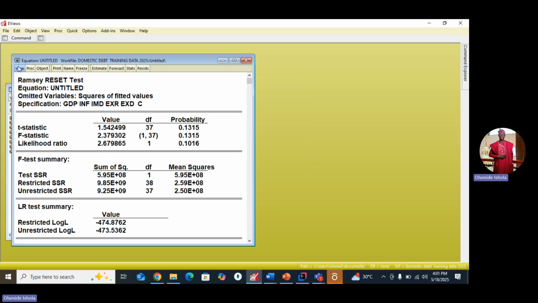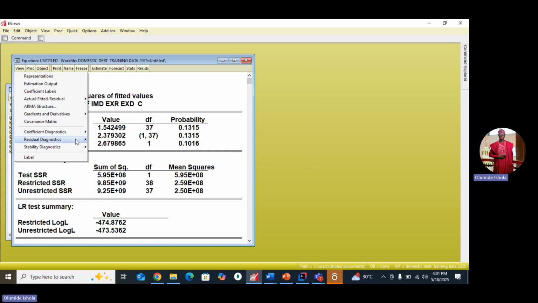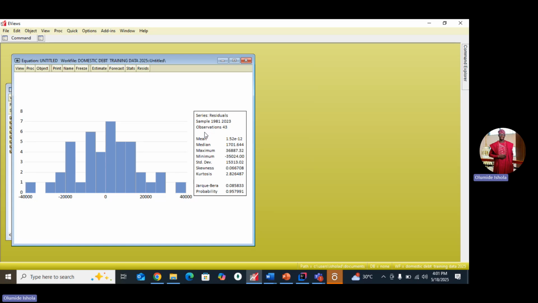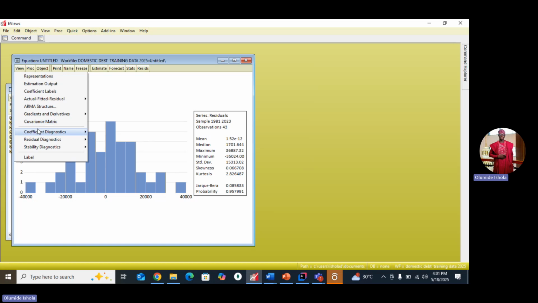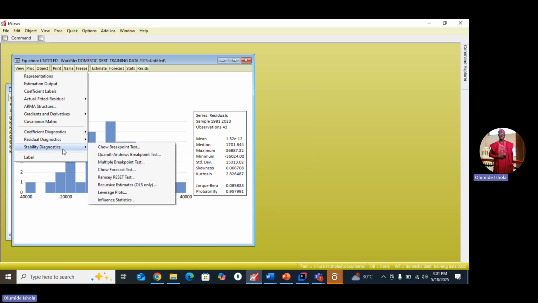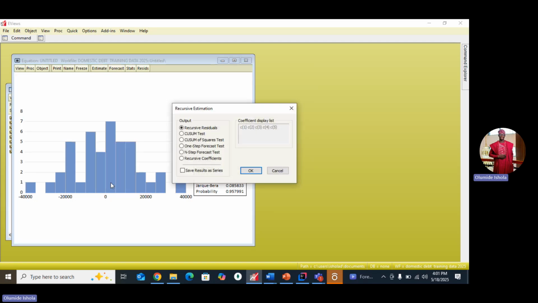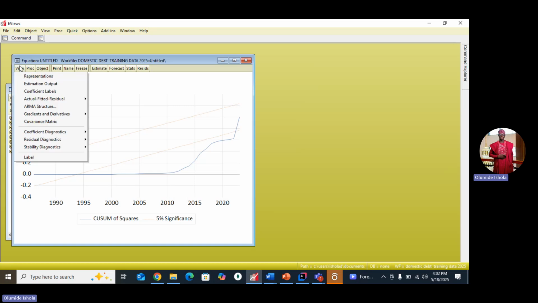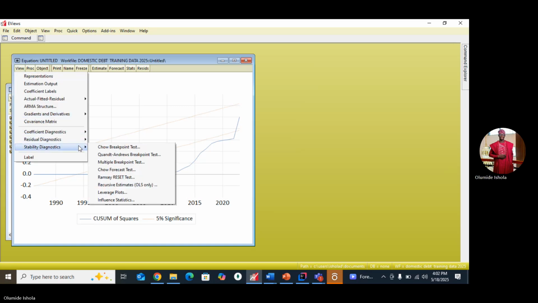But I'm having some stability issue. I check my normality test and I can see that it is okay. Then I go again and check the recursive test to see if there's a structural break or not. I look at it and say, okay, there's a structural break already. So I'm seeing some slight issues in my model.